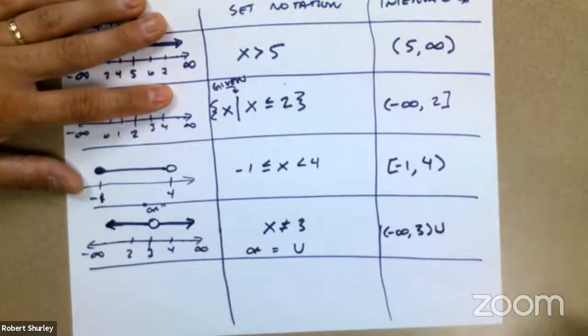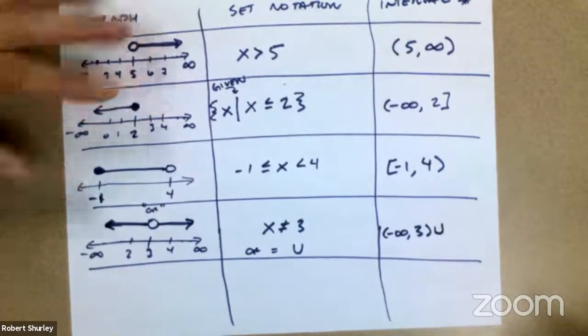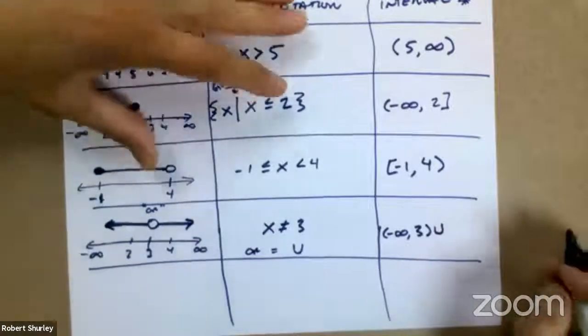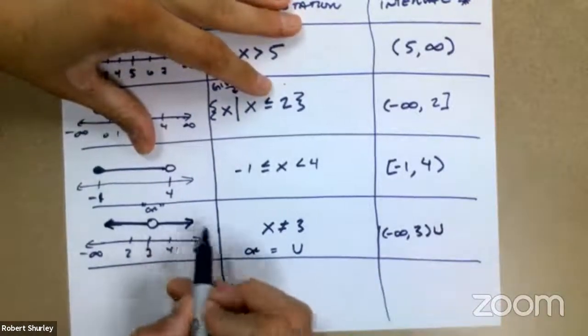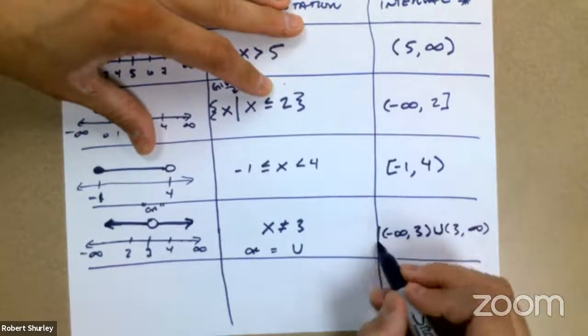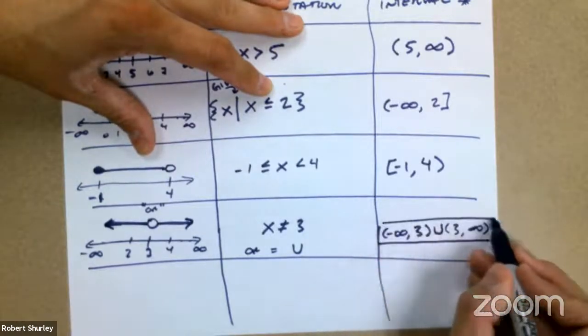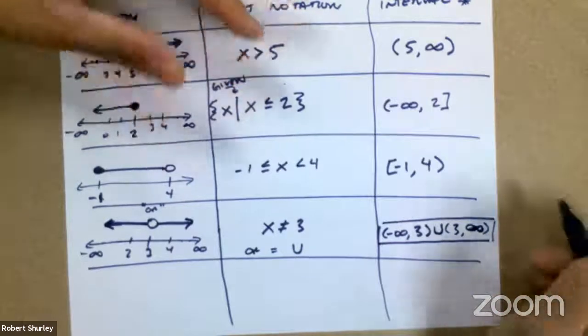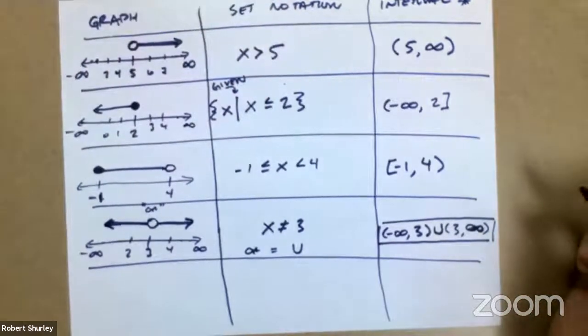Or, now for or, we use a union. It looks like a U, but without a stem, okay? And then we're going to write the second interval. So 3 to infinity, okay? Boom. That's our two intervals, okay? Negative infinity to 3, and then 3 to infinity.